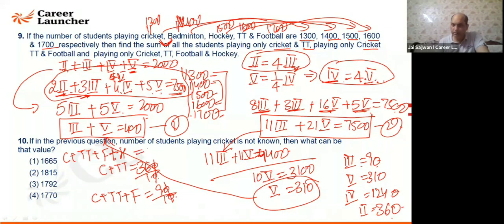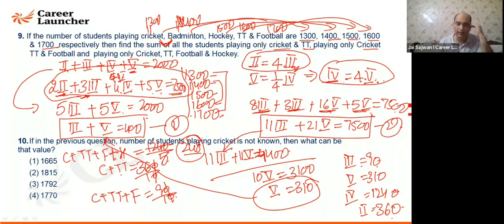People who are playing 4 games are 1240 divided by 5. Why am I dividing it by 5? Because 5C4 is equal to 5, so don't divide it by 10. This comes out to be 248. So the people who are playing 4 games are 248.